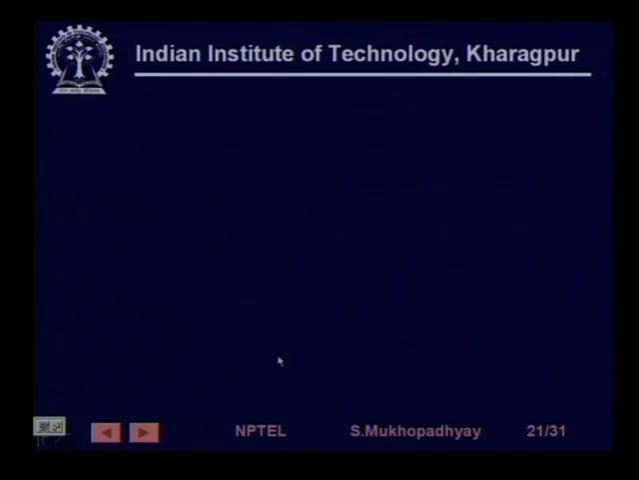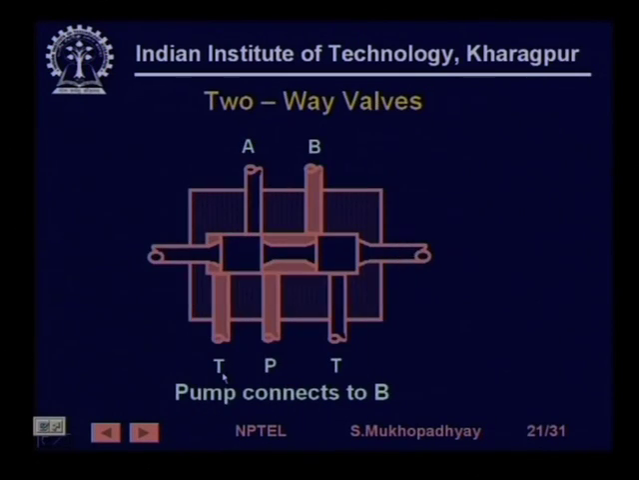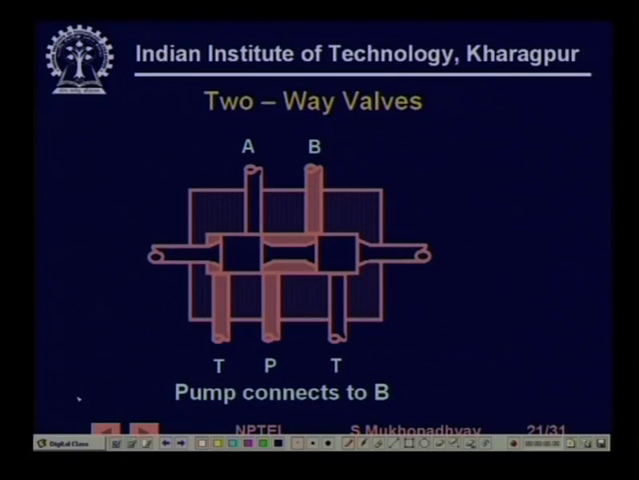On the other hand, in the next position, see just the reverse. That is, now it is in the right position. In the right position, the pump is connected to B, and A and the tank are sealed. So, you have the other box of that diagram.